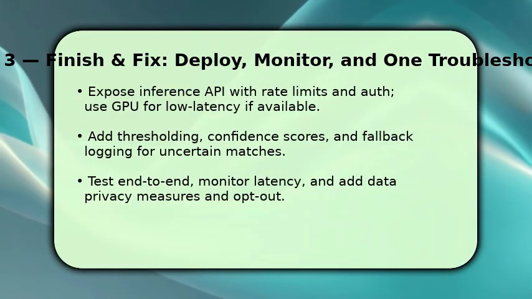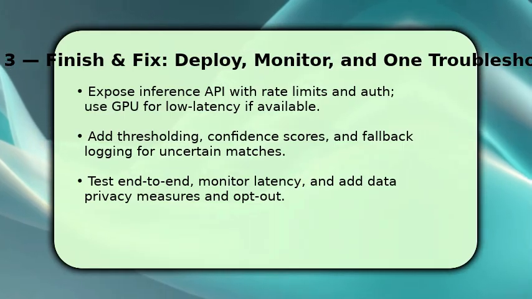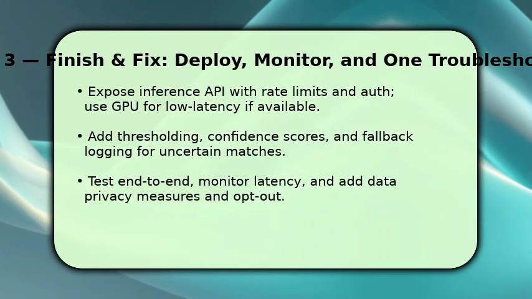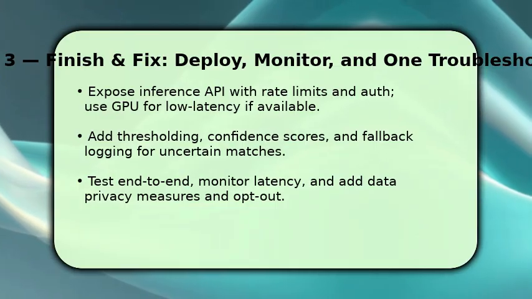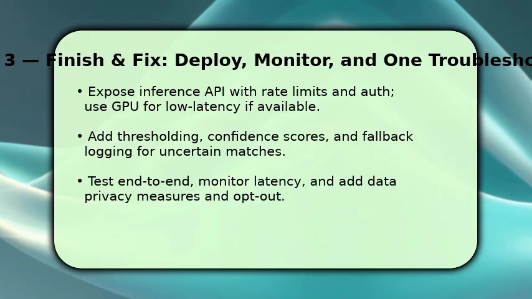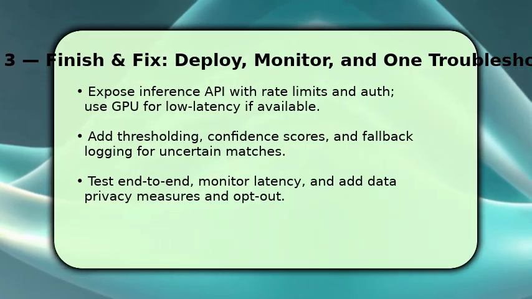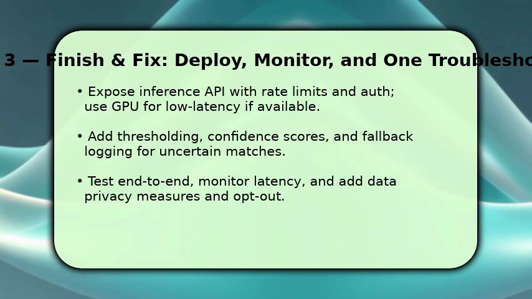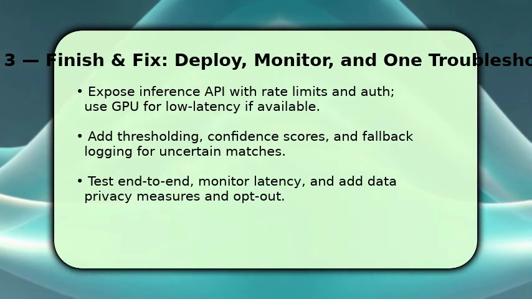accepts versus false rejects. Once deployed, run end-to-end tests, enable logging for low-confidence cases, and implement basic privacy controls so users can remove data. Troubleshooting tip: if accuracy drops, retrain with fresh, balanced samples and recheck alignment steps.